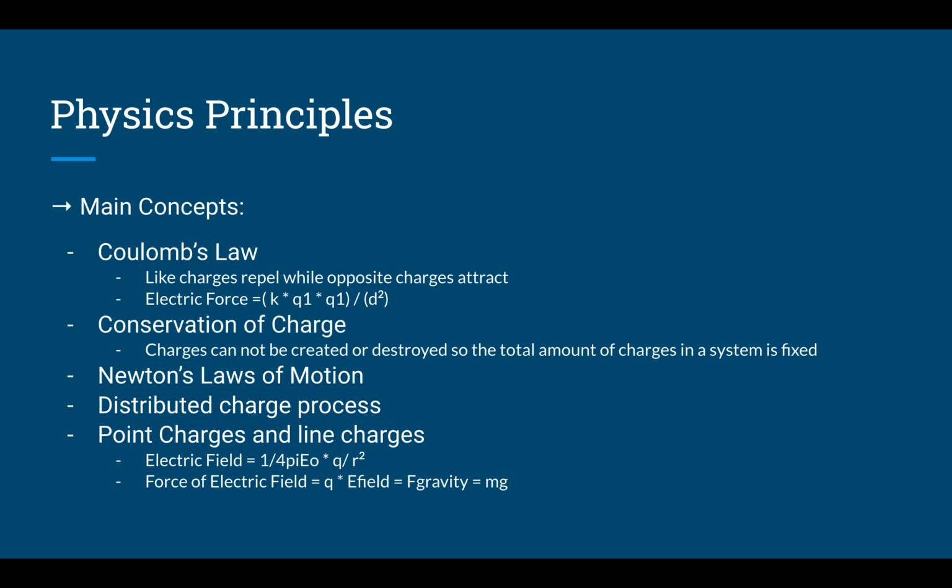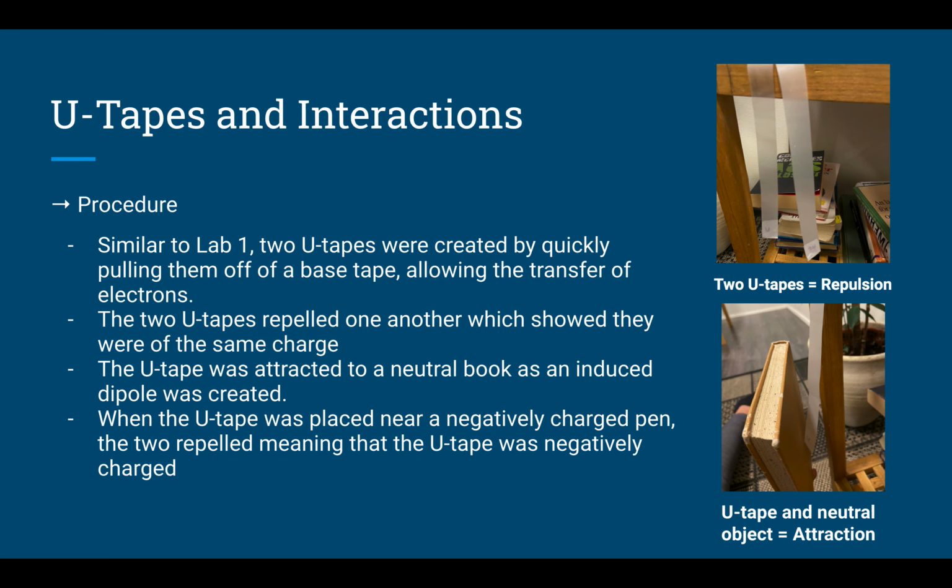Some of the main physics concepts we used in order to conduct this lab experiment were Coulomb's law, the conservation of charge, which states that charges cannot be created or destroyed, Newton's laws of motion, and applications of point charges and distributed charges. Similar to Lab 1, we observed the interactions between the U-tape and other objects in order to determine the charge of the U-tape.